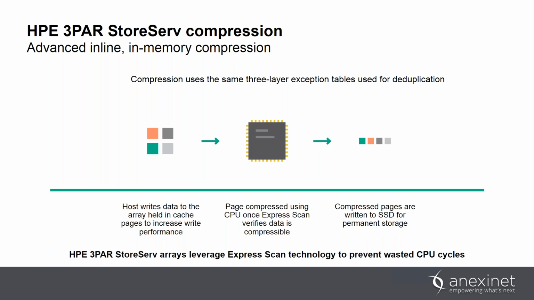So this is the 3PAR advanced inline in-memory compression. Compression uses the same 3-layer exception tables used for deduplication. The host writes data to the array, held in cache pages to increase write performance. Pages are compressed using the CPU once, Express Scan verifies the data and compresses it, and then compressed pages are written to SSD for permanent storage. So the 3PAR StoreServ leverages Express Scan technology to prevent wasted CPU cycles when employing the new compression algorithm.